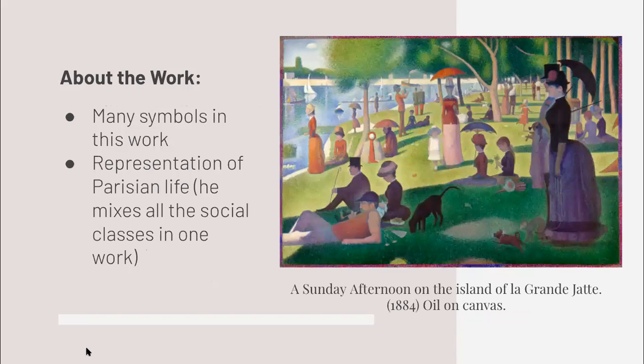And this is a piece that I think everyone has seen. It's very popular in pop culture. It's called A Sunday Afternoon on the Island of La Grande Jatte. It's an oil on canvas. What people often don't realize is this is all done in pointillism, so small little dots. And it's not a tiny canvas, it's quite a big canvas. If you look at this piece, a lot of people are scratching their heads going, how long did this take? There are many symbols in this artwork, representations of Parisian life. He mixes all the social classes in one work, right?